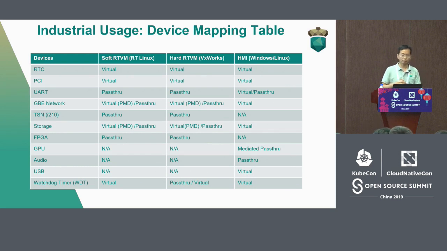So the network must be real time, and TSN is a time sensitive network. With virtualization, you could achieve the real-time effect. And then about FPGA, it might be needed for some mathematical processing in the industry. Usually for FPGA, we would have it pass through to the RTVM and then directly access the FPGA.